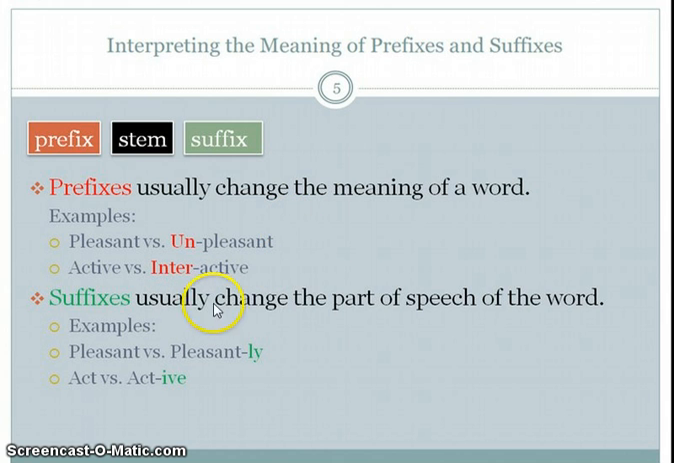Suffixes are a little bit different. They're more grammatical, and they usually change the part of speech. So we have pleasant or pleasantly. The day was pleasant, and we all played together pleasantly. Or act and active. He acted very nicely. He was very active.